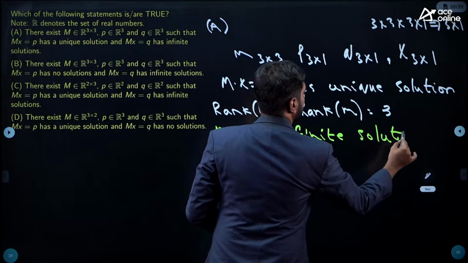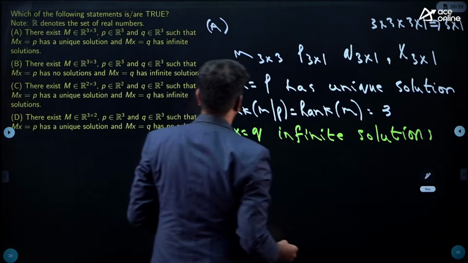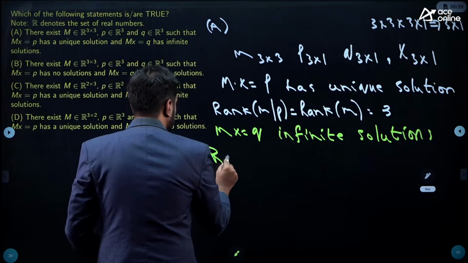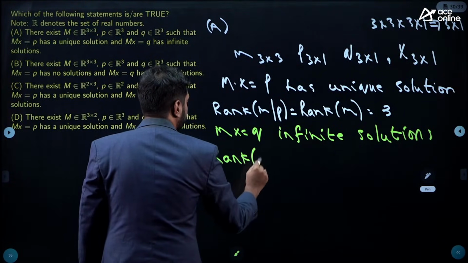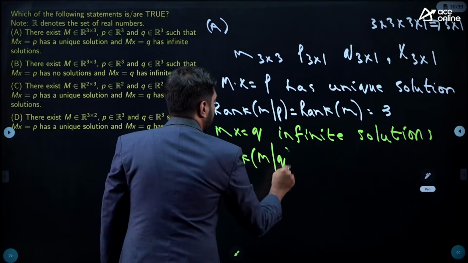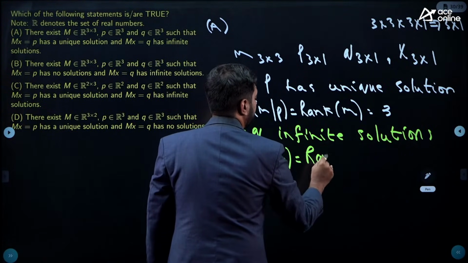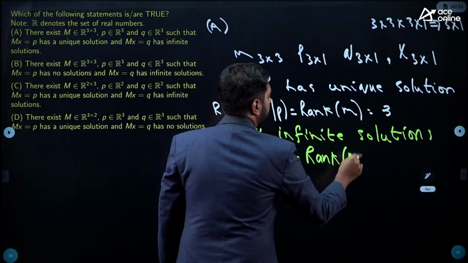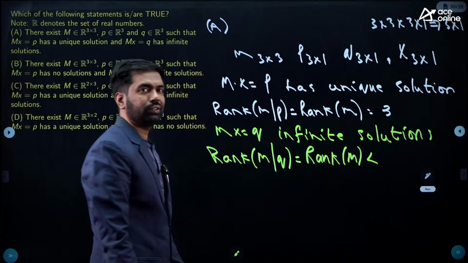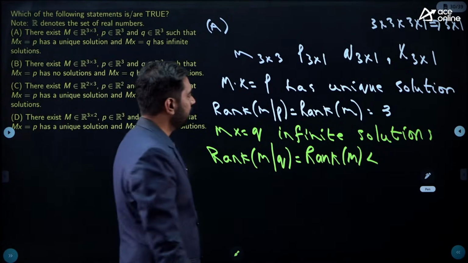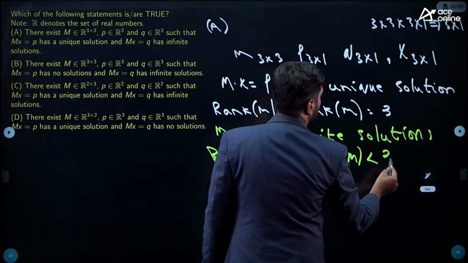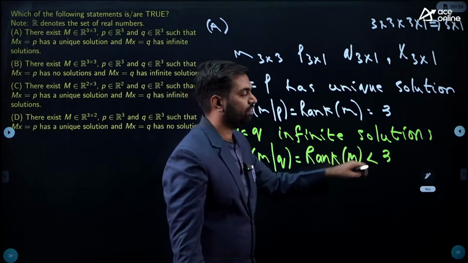So is this possible? Let's see. Now for infinitely many solutions, rank of [M|Q] has to be equal to rank of M, and it should be less than the number of variables. And how many variables are there? There are 3 variables. So the rank of M has to be less than 3.